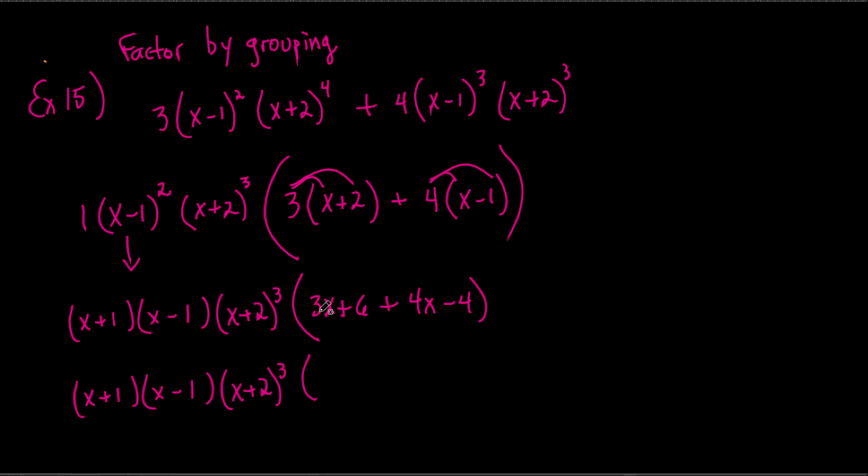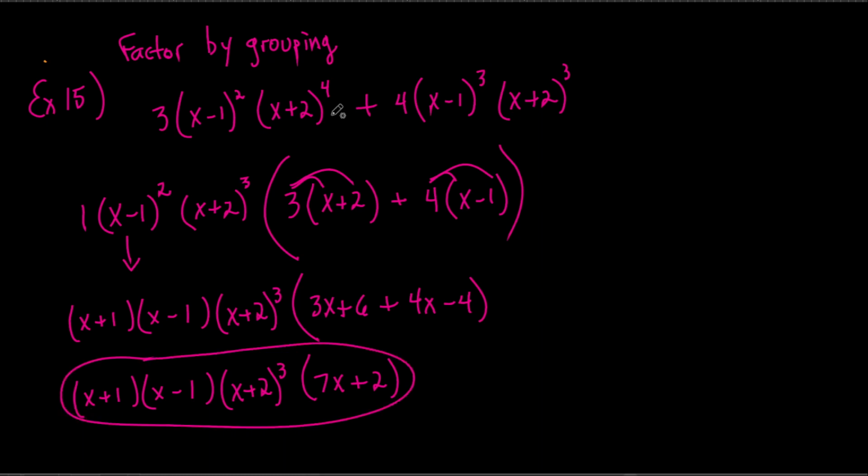Let's add some like terms. I got a 3x plus 4x, which gives you 7x. And then I got a 6 minus 4, which is a positive 2. So make sure you put the positive there and put plus 2. These things are all being multiplied together. So this is factored. I should say this stuff right here is factored.